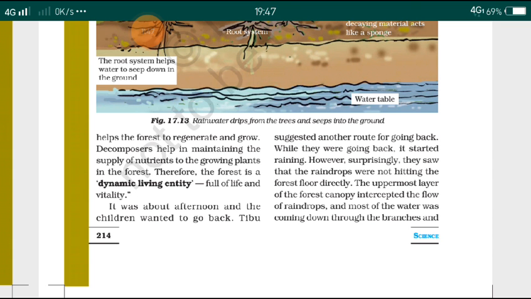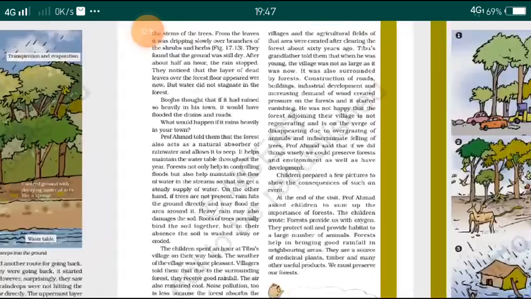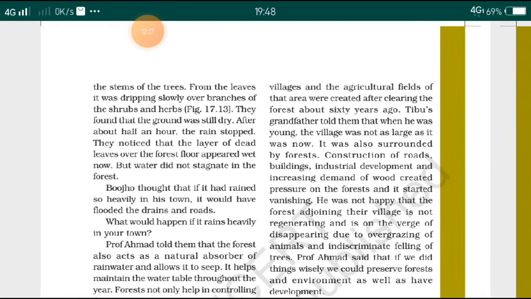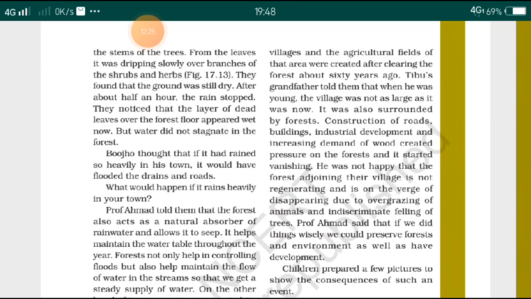However, surprisingly, they saw that the raindrops were not hitting the forest floor directly. The uppermost layer of the forest canopy intercepted the flow of raindrops, and most of the water was coming down through the branches and the stems of trees. From the leaves, it was dripping slowly over the branches of the shrubs and herbs. They found the ground was still dry.